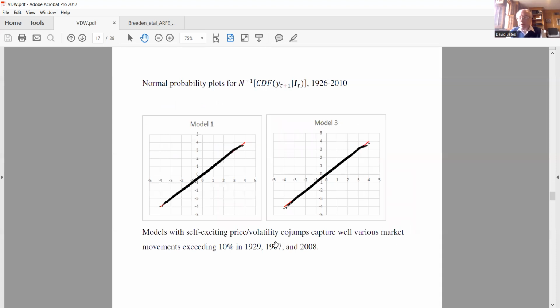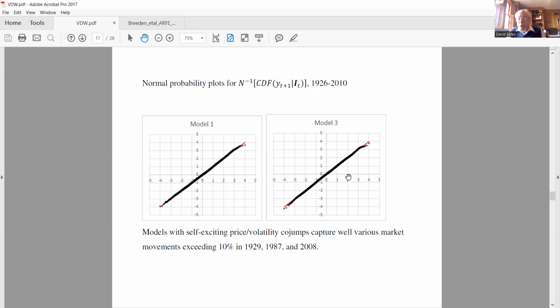So as I said, the model is doing pretty well for stock market returns. What's important about these graphs is what is not there. These are normal probability plots, basically a histogram. The red line is the theoretical histogram if the model is correct, and the black line is what's actually observed. And what we're not seeing are major outliers.